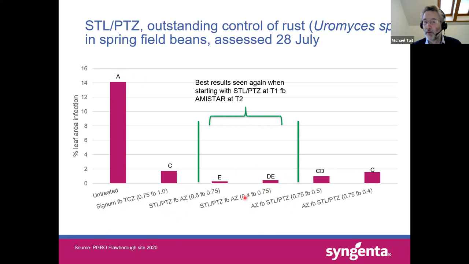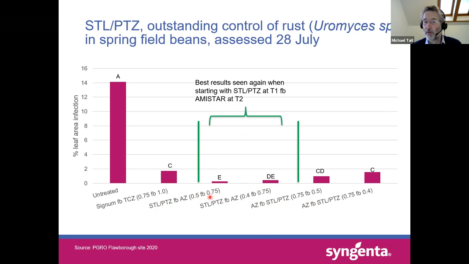So these two treatments here relate to using a solatanol prothio before Amistar. And you can see there we've used it at a half a litre or 0.4 and then followed by 0.75 litre. Or we've done it the other way around and put the Amistar first and then followed with the solatanol prothio mixture. And as you can see here, this is a result we've seen previously, that it's more effective to use the solatanol prothio first and then follow with your Amistar afterwards.